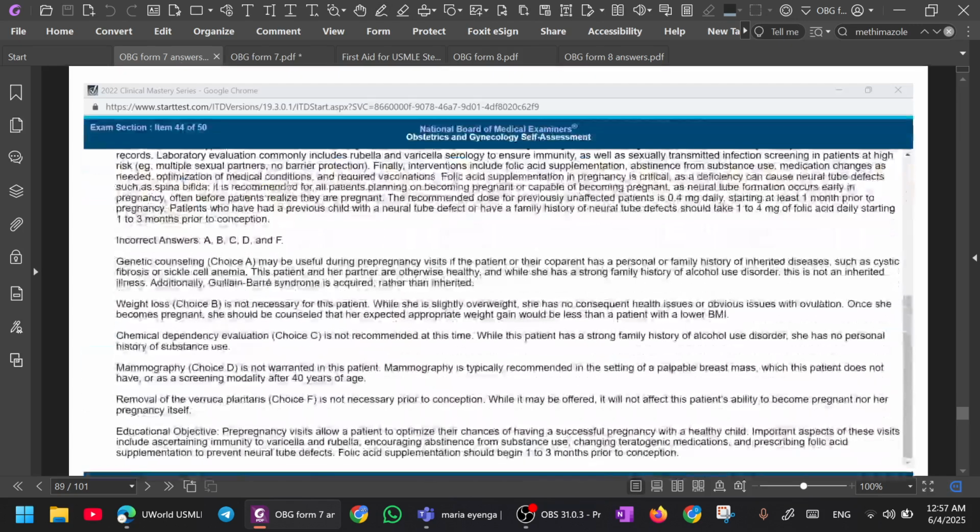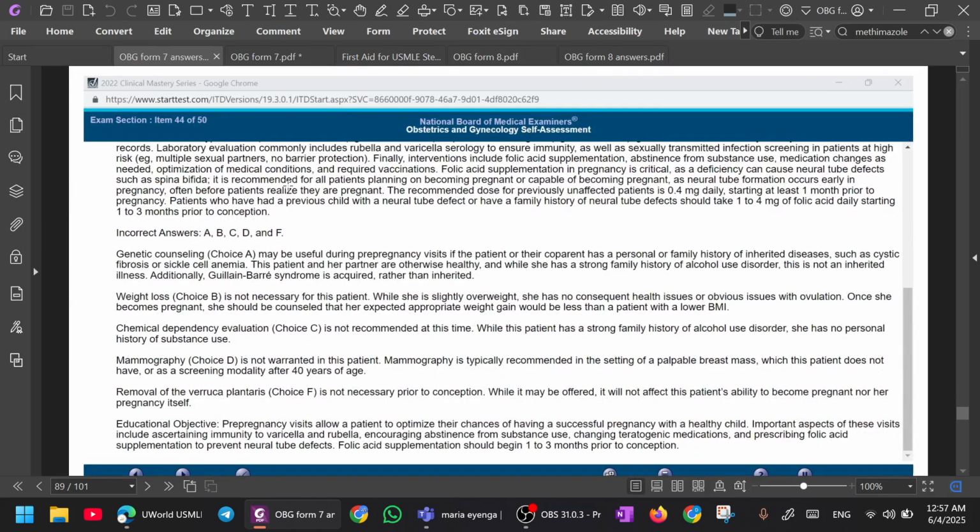Patients who have had a previous child with a neural tube defect or have a family history of neural tube defect should take 1 to 4 milligrams of folic acid daily, starting 1 to 3 months prior to conception.